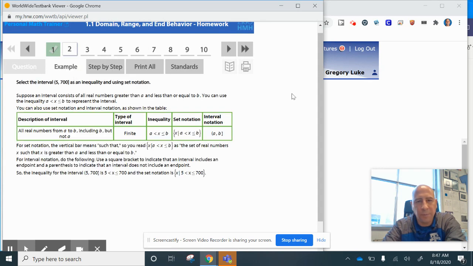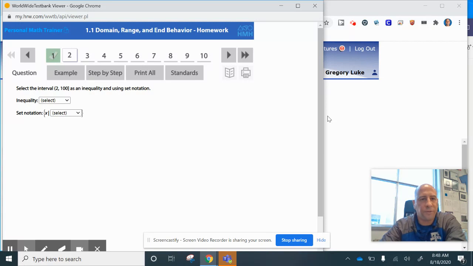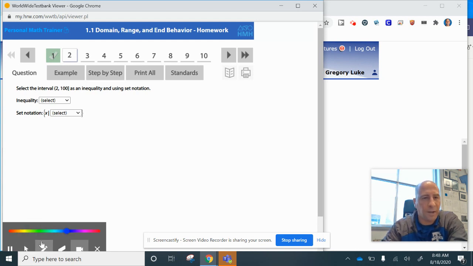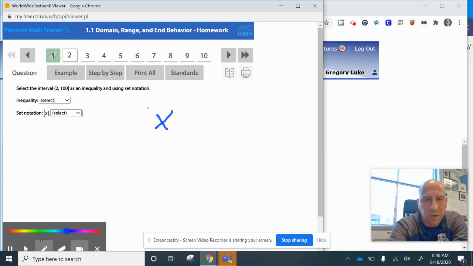So I'm going to go to example, try another question. Okay, so select interval notation for parentheses 2, comma 100 bracket, as an inequality using set notation. Okay, so let's look at the answer choices. They're using basically the inequality symbols. The best way to explain this is, whenever you're doing that, it's obviously x is between 2 and 100. So we know x is in the middle.